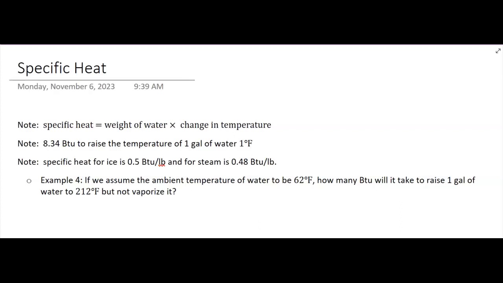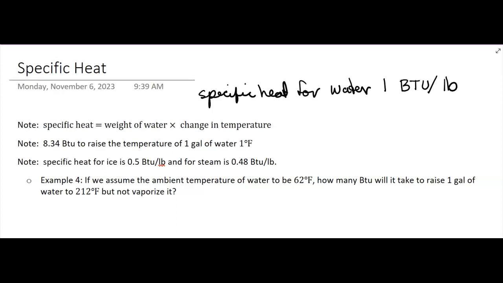So one thing we know is the specific heat for water is 1 BTU per pound. Okay, so that's how they're measuring the specific heat, and that's for liquid water. We'll talk about the other in a minute, but that's what the specific heat is for liquid water.